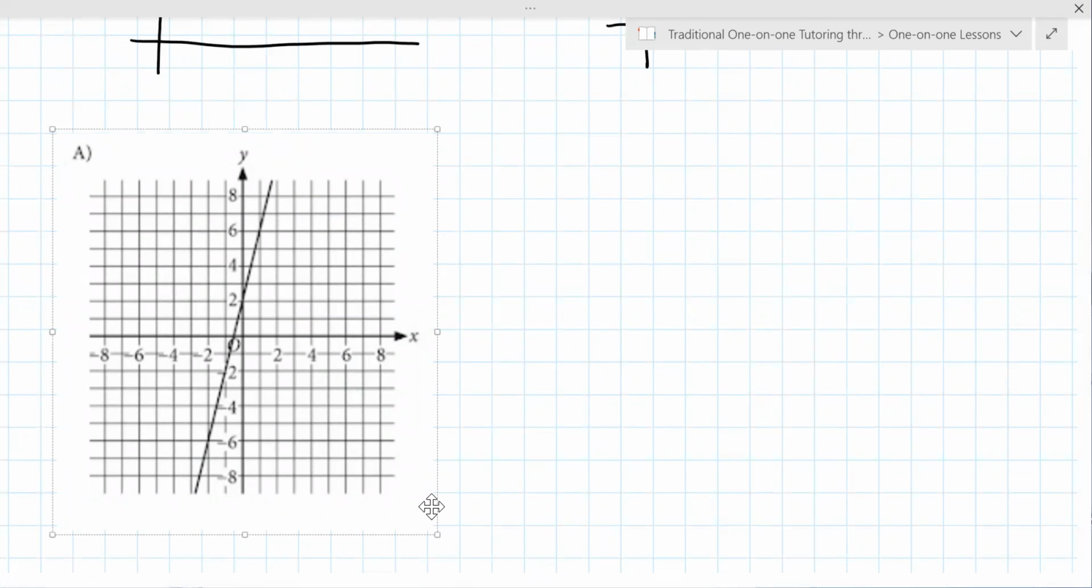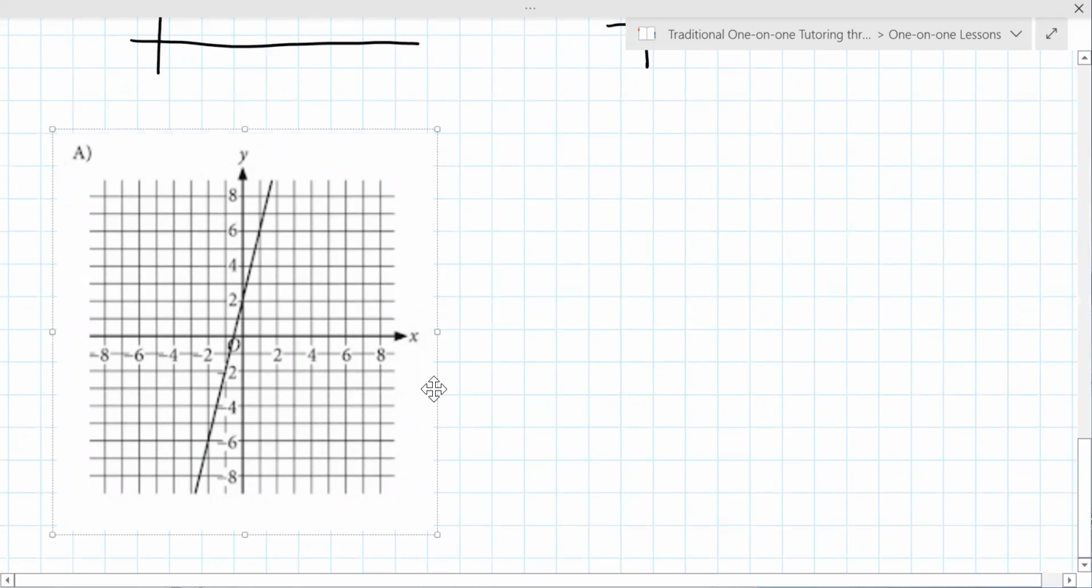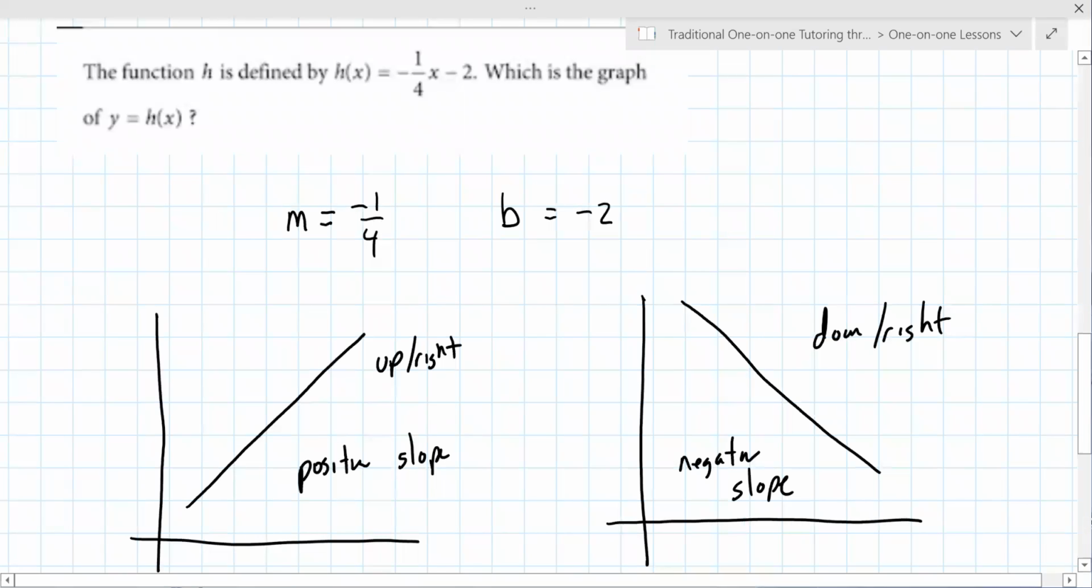Does this graph have a positive slope or a negative slope? Negative slope. Okay, let's go back and look at our rules. Did you write this down, Sourish? Yeah. That is a positive slope. Which way does a positive slope go? It goes up and to the right. What about a negative slope? Down and right. Down and right. I agree.